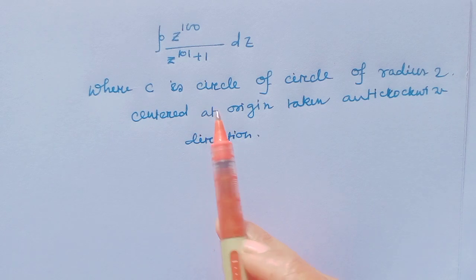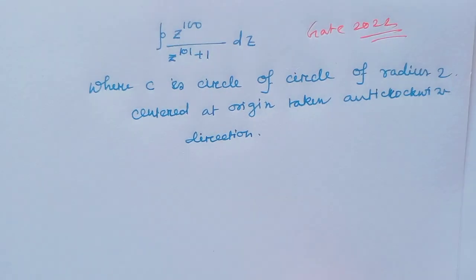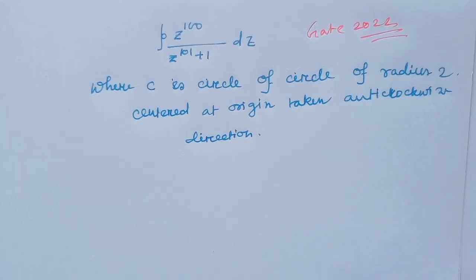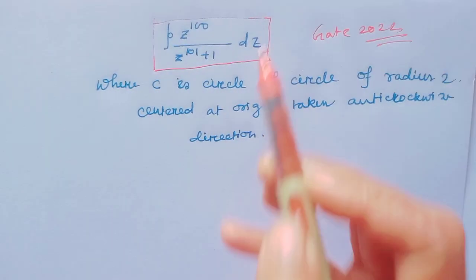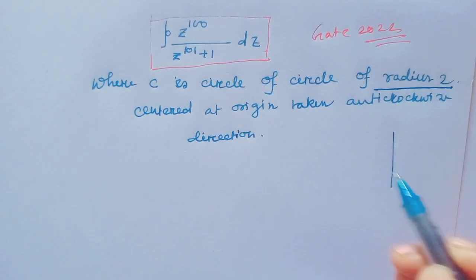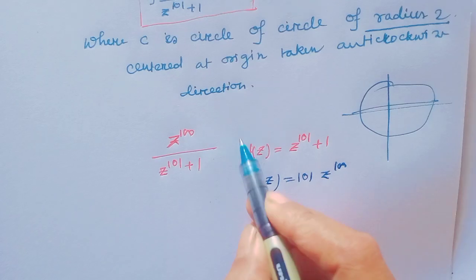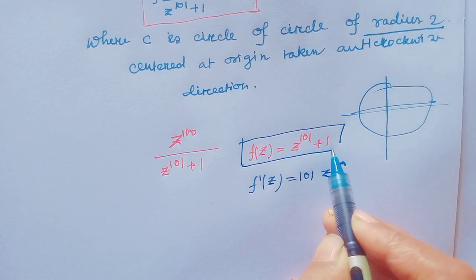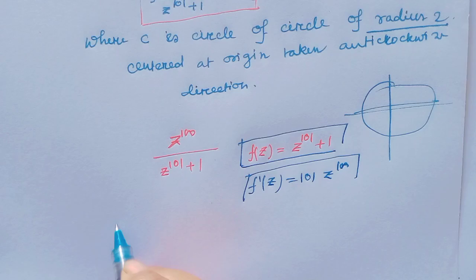Next example, which came in the GATE 2022 exam. The question is similarly to use the argument principle. Here the integral of z to the power 100 over z to the power 101 plus 1 dz, where C is the circle of radius 2, centered at origin, taken in the anti-clockwise direction. That means this is the circle of radius 2. Consider f(z) equal to z to the power 101 plus 1, f prime z equal to 101 times z to the power 100.